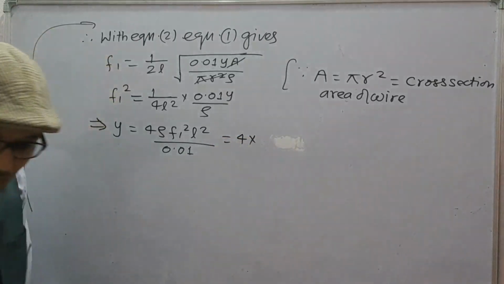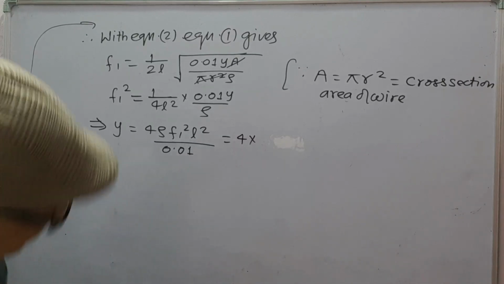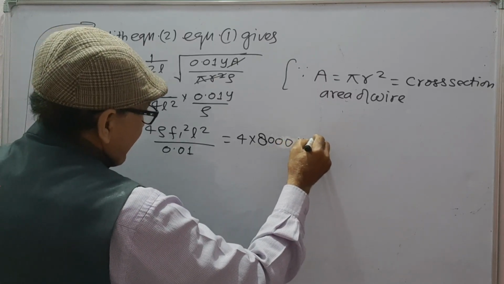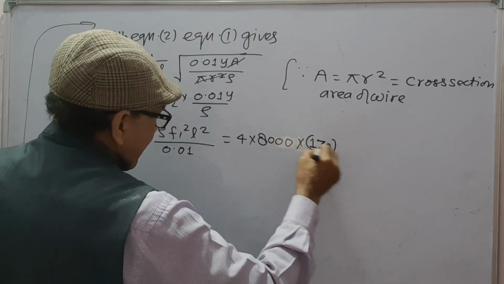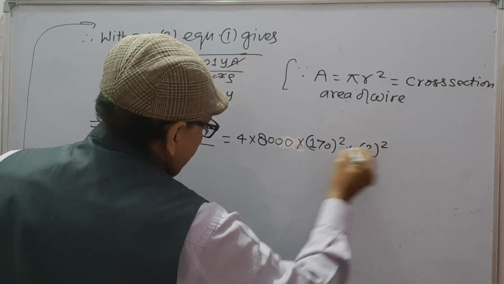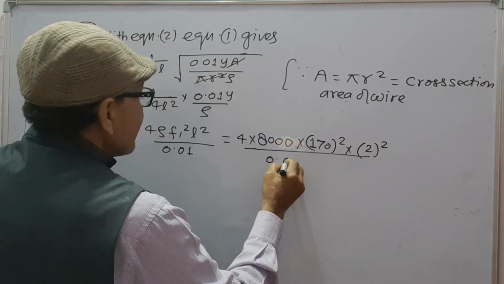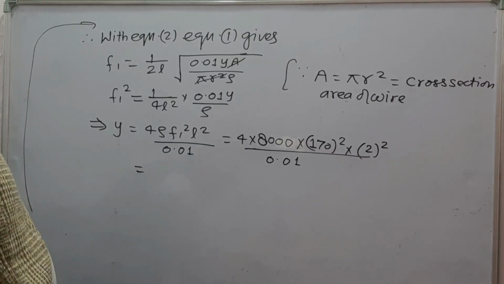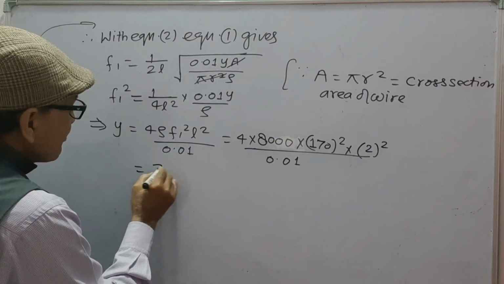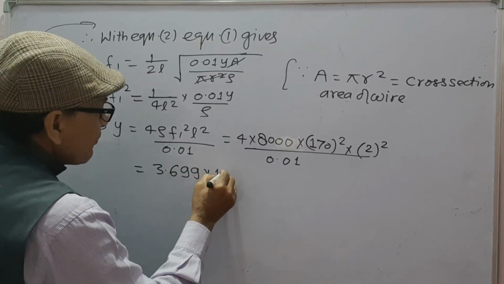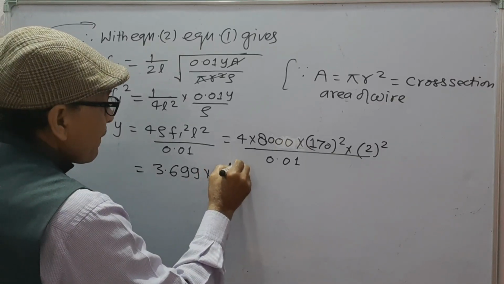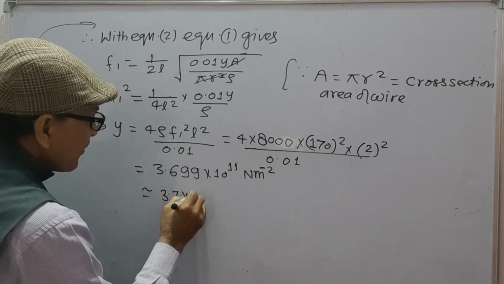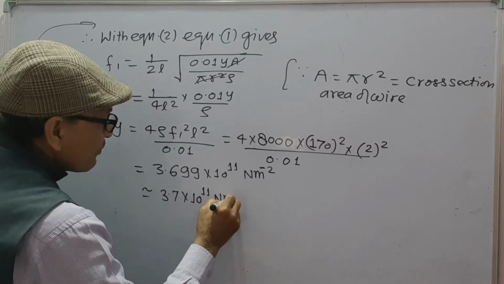4 into rho, which is 8000, into F1, which is 170, into L, upon 0.01, which gives Young's modulus as 3.699 into 10 to power 11 Newton per meter square, which is nearly 3.7 into 10 to power 11 Newton per meter square.